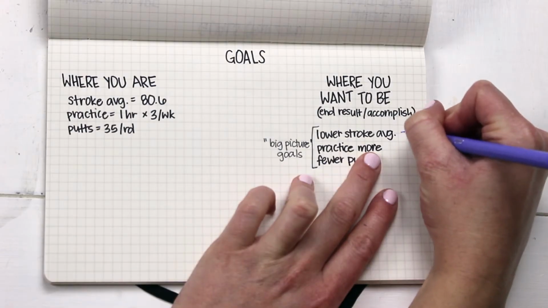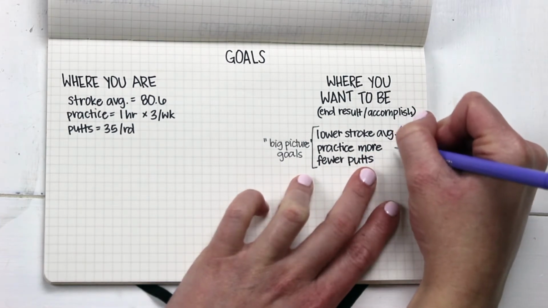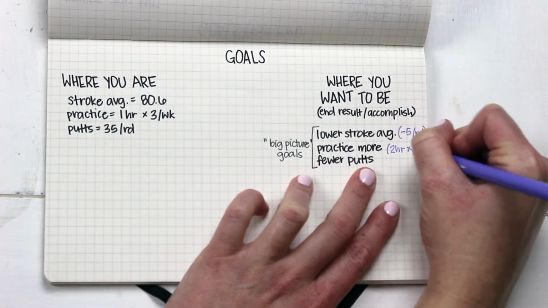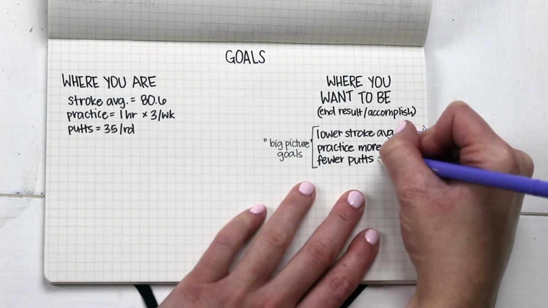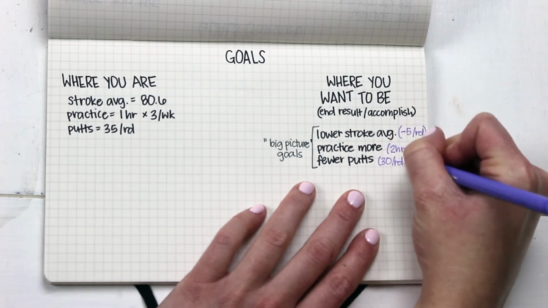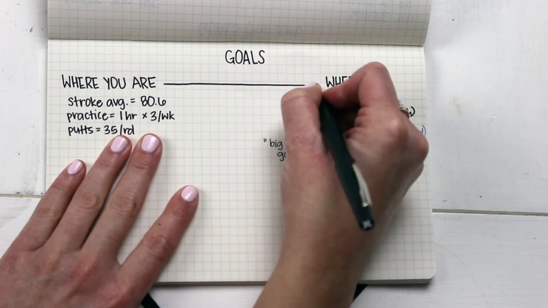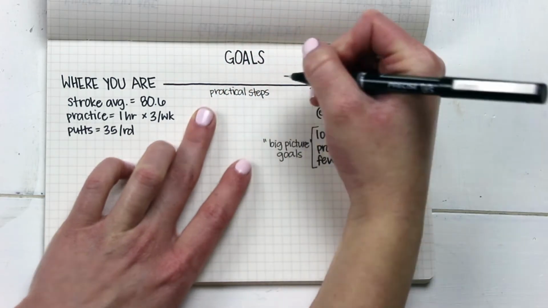Maybe you want to lower your stroke average 5 strokes a round. That'll get you to shooting about 75 every time you play. Maybe you want to practice more and that you want to practice 5 times a week instead of 3 times a week. And then to have fewer putts per round, maybe you usually have about 35 putts and you want to lower that down to 30. These goals may be related to each other, they may not be. But regardless, after you identify those specific aspects of those big picture goals, you then can determine what practical steps you need to take to actually be able to achieve those.